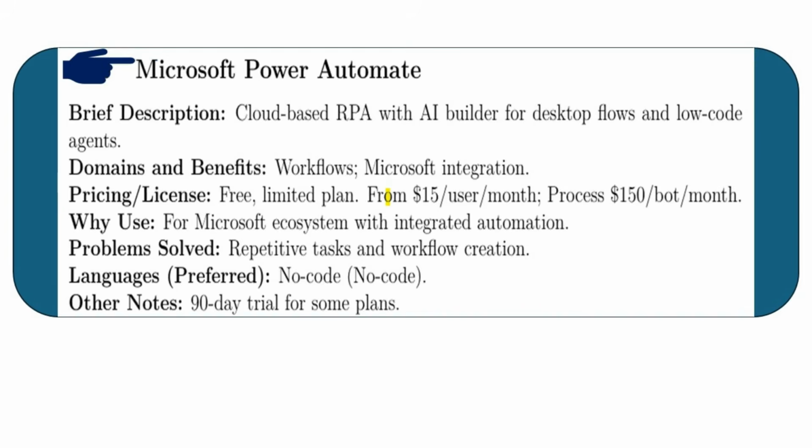Microsoft Power Automate: cloud-based RPA with AI Builder for desktop flows and low-code agents. Workflow is the domain, and the benefit is the Microsoft integration. Pricing: unlicensed free, limited plans from $15 per user per month, process $150 per bot per month. Why to use: for Microsoft ecosystem with integrated automation. Problem solved: repetitive tasks and workflow creation. Yes, it is no code, and the other notes: 90 days trial for some plans.